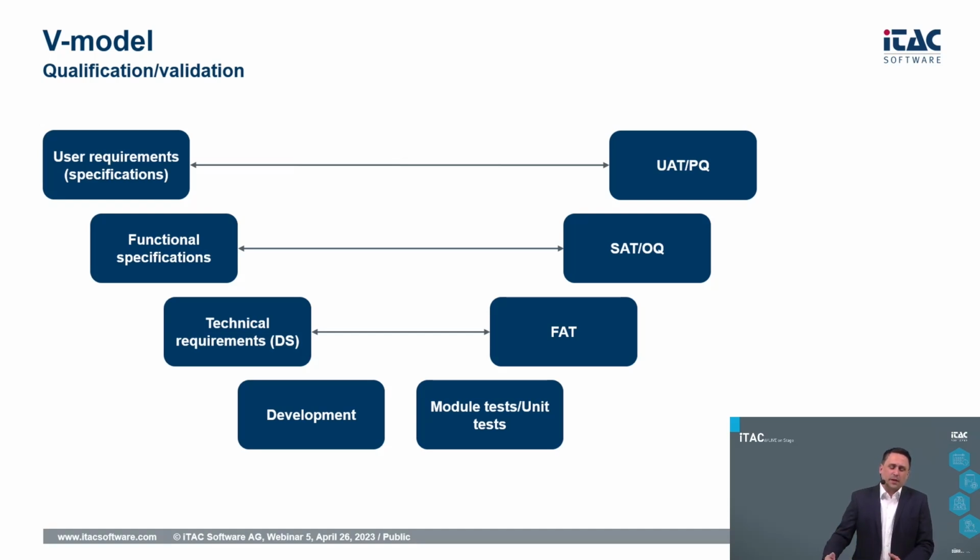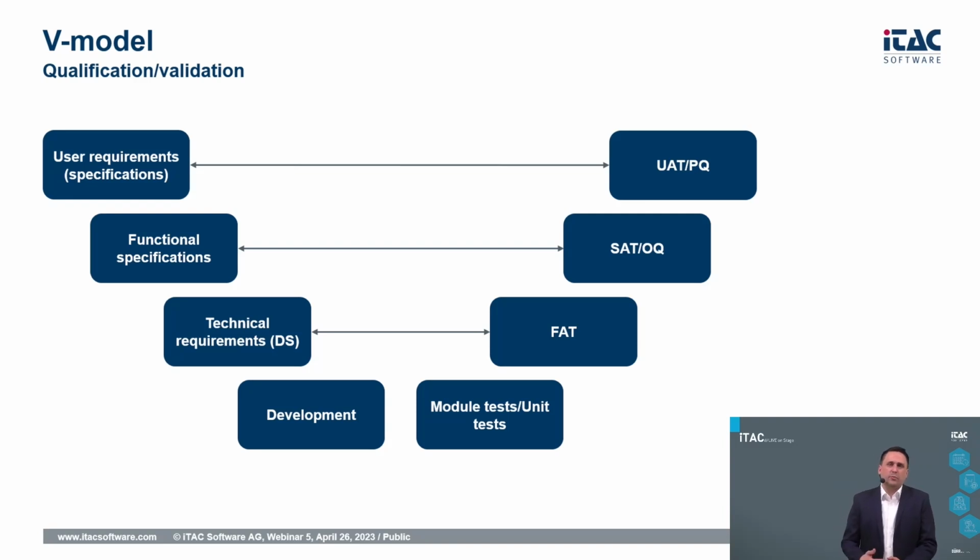The SAT and the UAT, like the FAT, have to follow a strict testing specification and testing protocols that need to be created up front. Also here, sometimes they're created by the customer, sometimes they're created by us. It's a negotiation thing during the project.